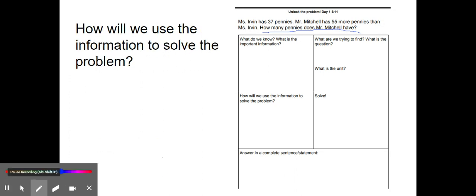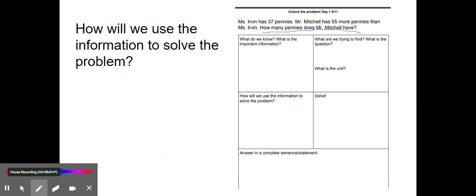The next box says, how will we use the information to solve the problem? This is where I want you to think about what type of equation you can write to help you solve the problem. Will you be adding or subtracting? Mr. Mitchell has 55 more pennies than Miss Irvin. If he has more than Miss Irvin, should you add or subtract? Take a minute to write down the equation. You can pause the video while you do it.